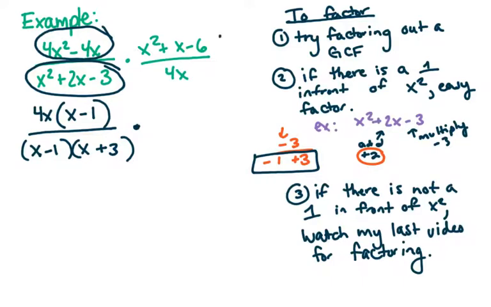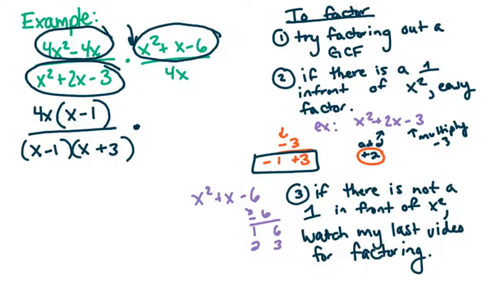All right, now I'm going to factor the top right, so the numerator in the second fraction. And again, I don't have a common factor other than 1, but I do have a 1 in front of x squared. So I can again use easy factoring. And so I'm going to do that right here. So I have x squared plus x minus 6. They're multiplying to give me negative 6. So 1 times 6 or 2 times 3. I just list all my pairs of factors. It's a negative 6, so my signs are different. One's positive, one's negative.